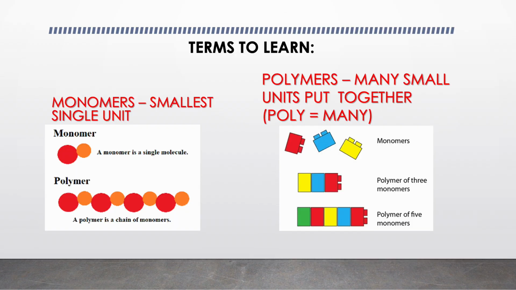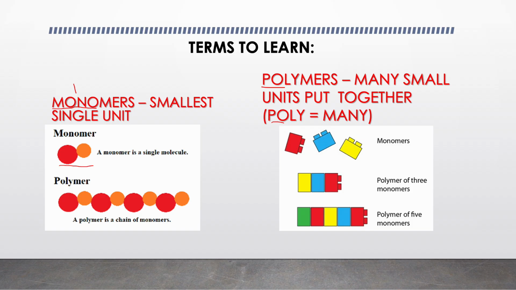Okay, as we look at our macromolecules, we need to understand monomer versus polymer. A monomer starts out mono, which means one single unit. It's the smallest unit of a macromolecule. Here we're representing a single molecule, which is our monomer. If you connect monomers together, you make a polymer, and poly means many. So many monomers combined together make a polymer.